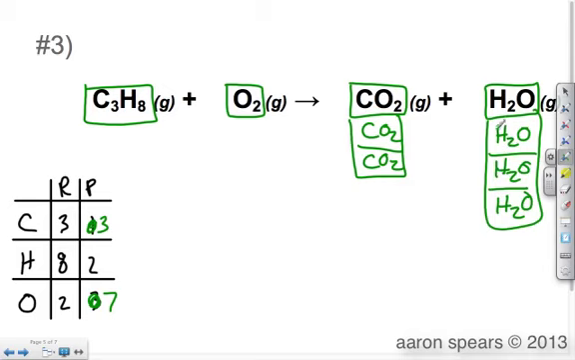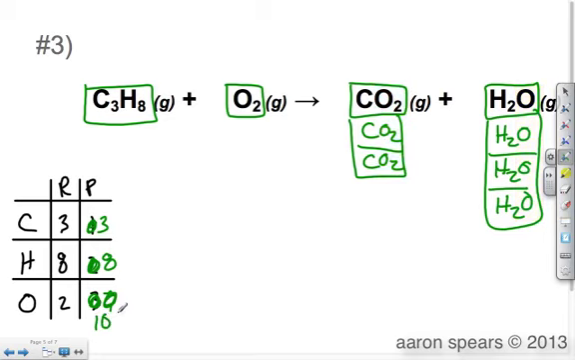Now when I add up the total number of hydrogen atoms, I now have 8 hydrogen atoms on the product side. Now you see again that this box of water not only contains hydrogen atoms, it also contains oxygen atoms. So I need to readjust my list to account for this extra oxygen added. So looking at the product side, I have 6 oxygens from the carbon dioxides and 4 oxygens from the waters for a total of 10 oxygen atoms.